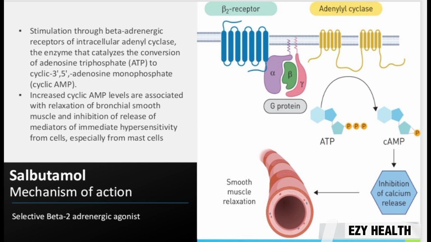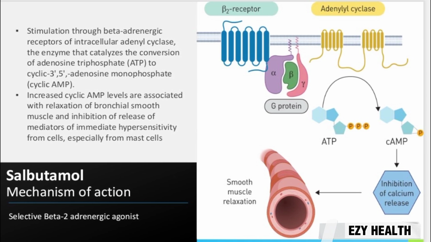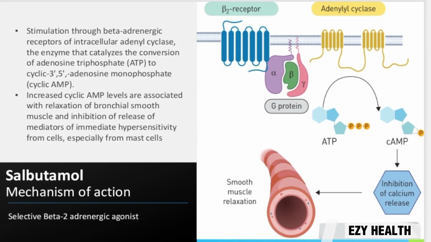When salbutamol binds the B2 receptor, it goes to the G protein and then ATP is converted into cyclic AMP, and there is inhibition of calcium release, and then it leads to smooth muscle relaxation, which is the main role of salbutamol. Also, the increased level of cyclic AMP is associated with the relaxation of bronchial smooth muscle.